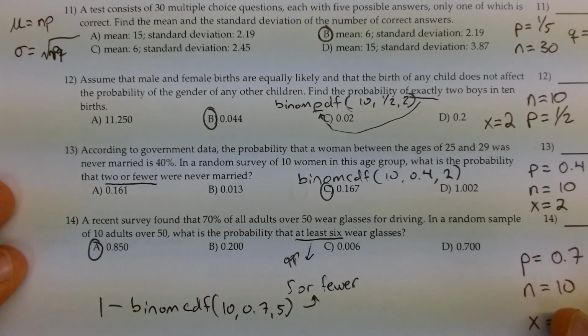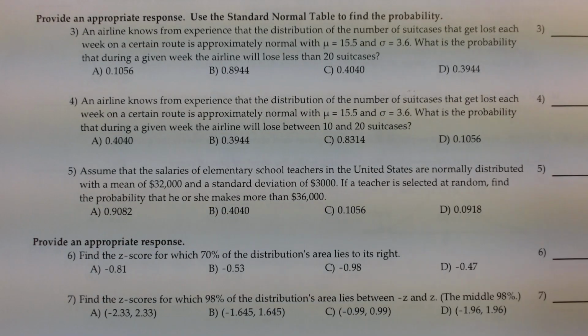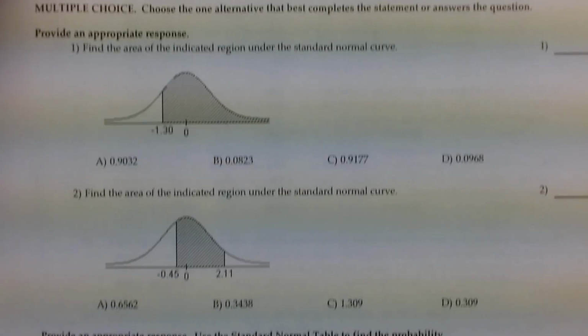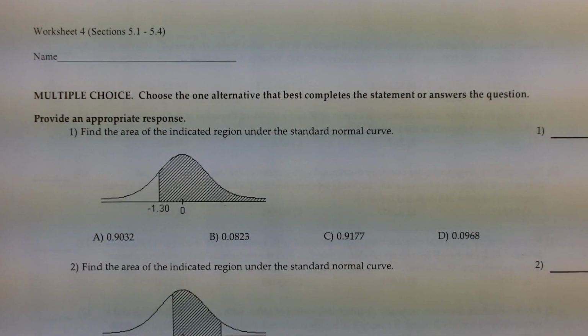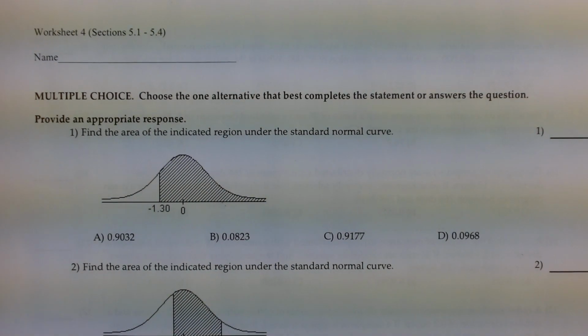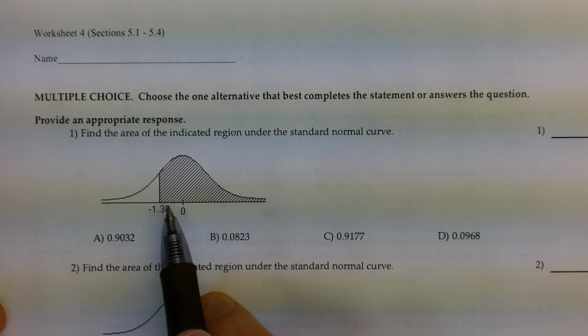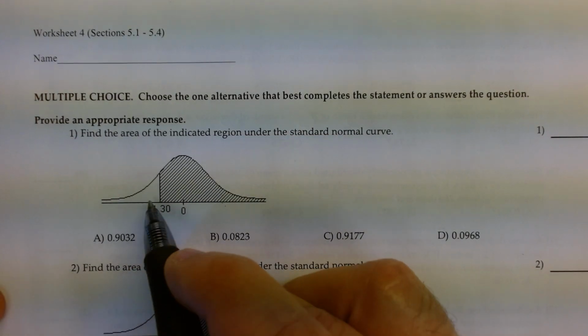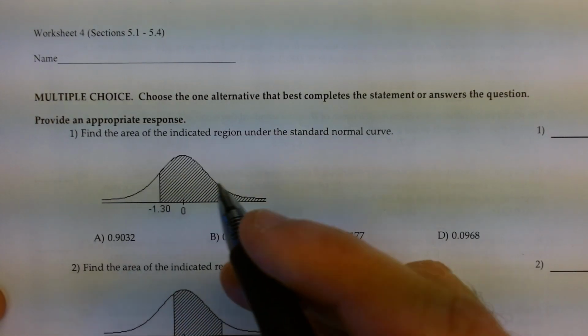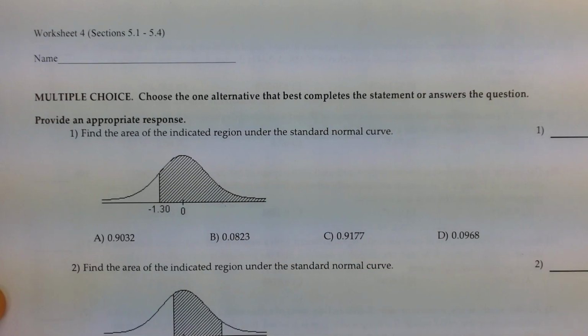Okay, let's take a look at our next worksheet. This one covered chapter 5. First, looking at finding areas under the normal curve. So area to the right, remember if you were to look this up in the table, you would get the area to the left. So if you look it up and get that area, you'd have to subtract from 1 to get the area to the right.